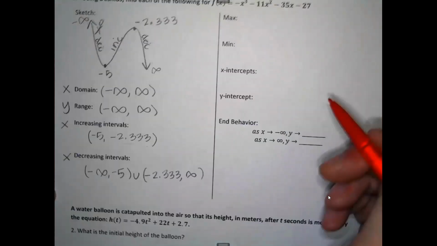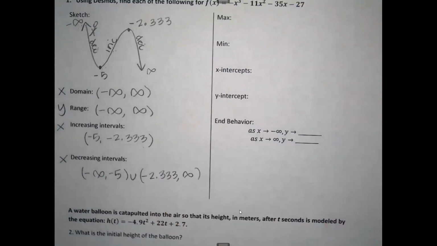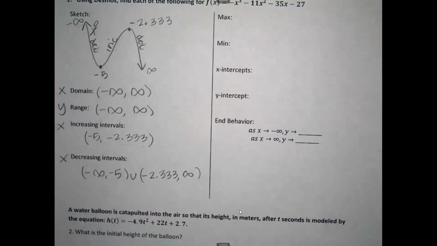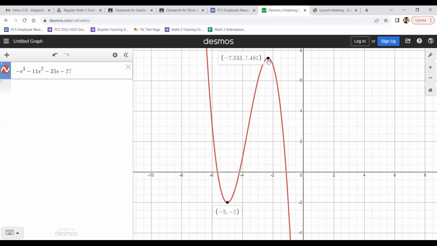Okay. Max and min. So we need our mountaintops and our valleys. Our mountaintop is up here, so we're just going to write the x and the y coordinate. So -2.333, 7.481. And then for our min, we're going to write our valley, which is -5, -2.